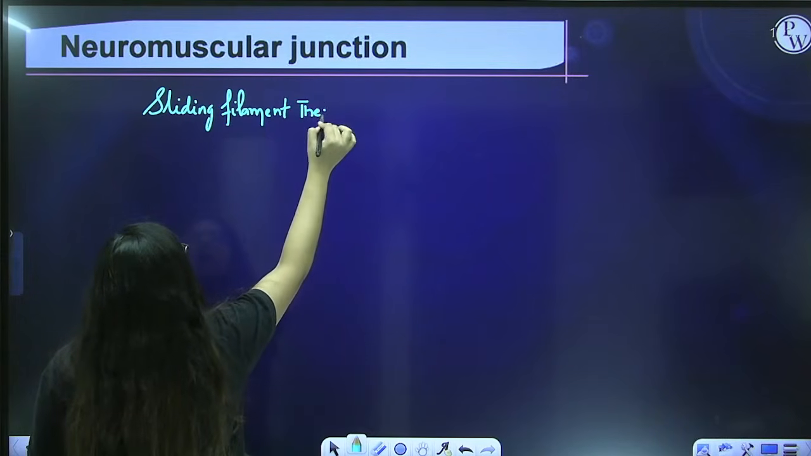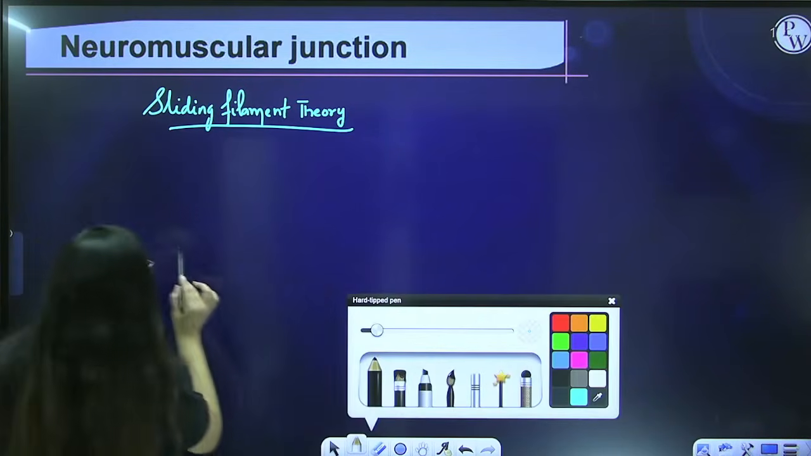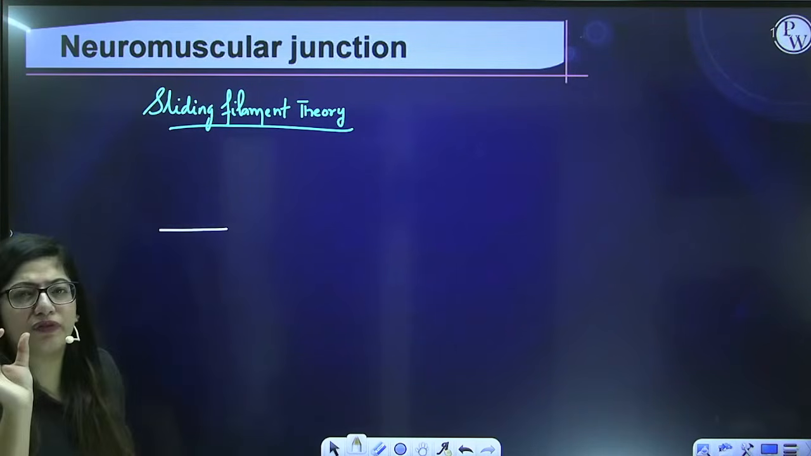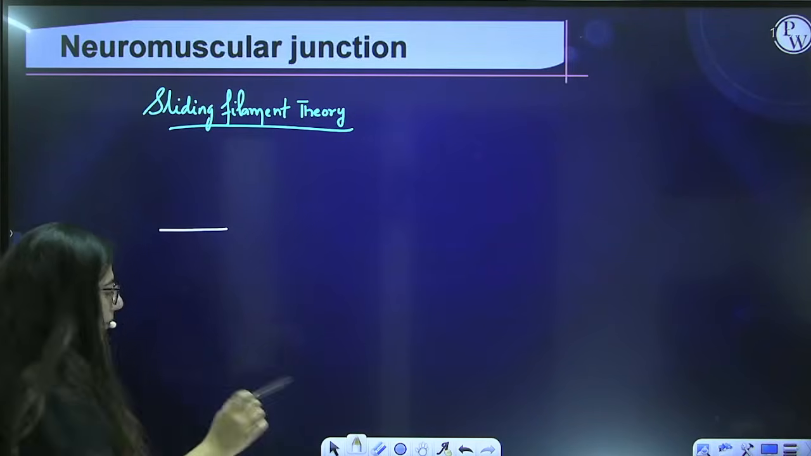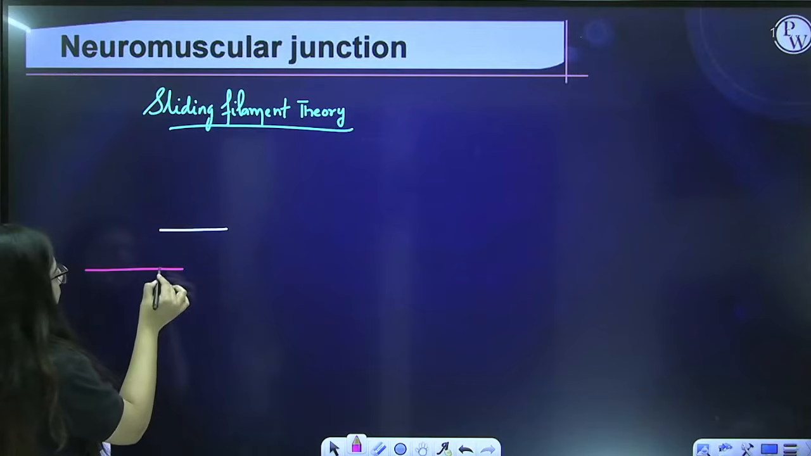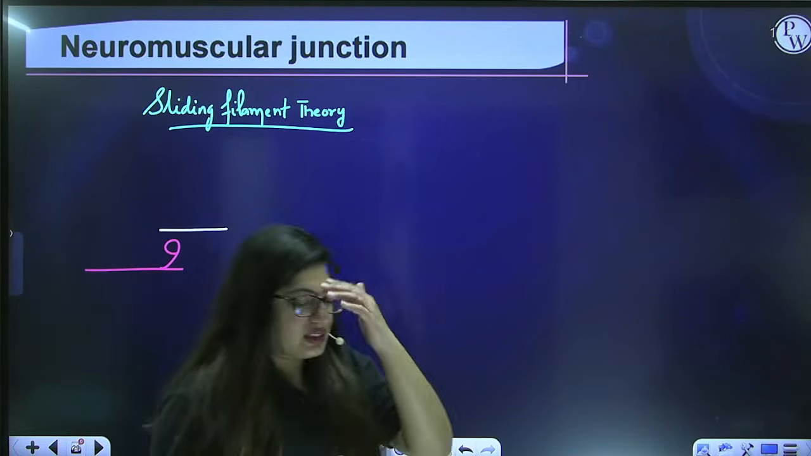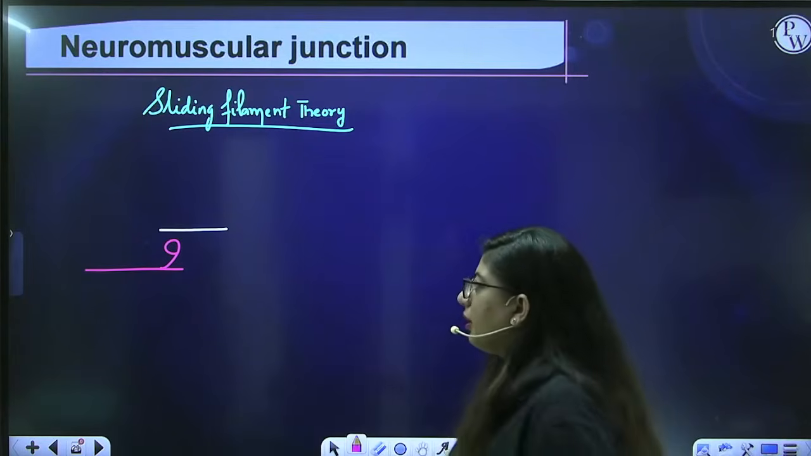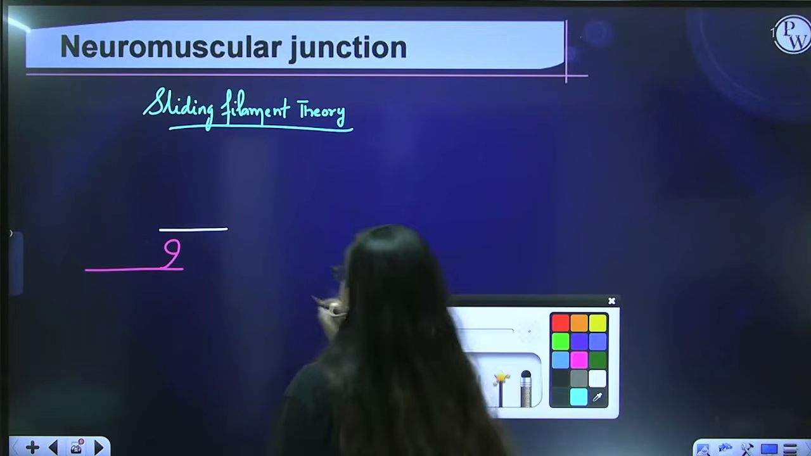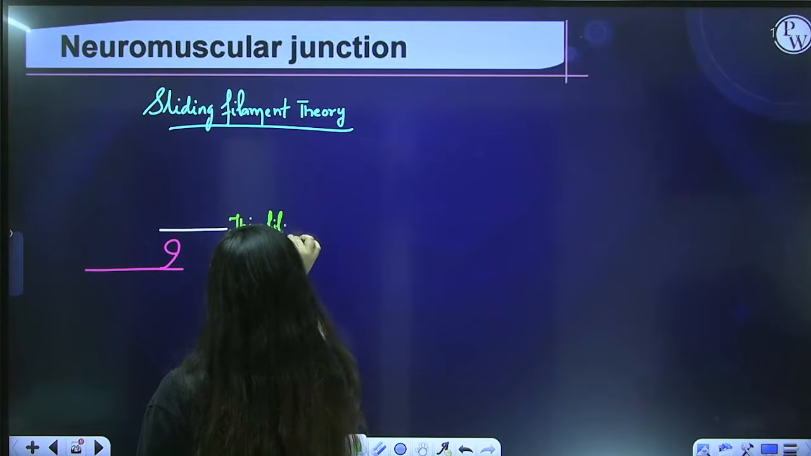Okay, now as you all know, this is your thin filament. I'm just drawing one part of a sarcomere, not the complete sarcomere. This is your thick filament, myosin, and this is the cross arm of the myosin. This is the thin filament. For your understanding, let me write thin filament, and this is thick filament.